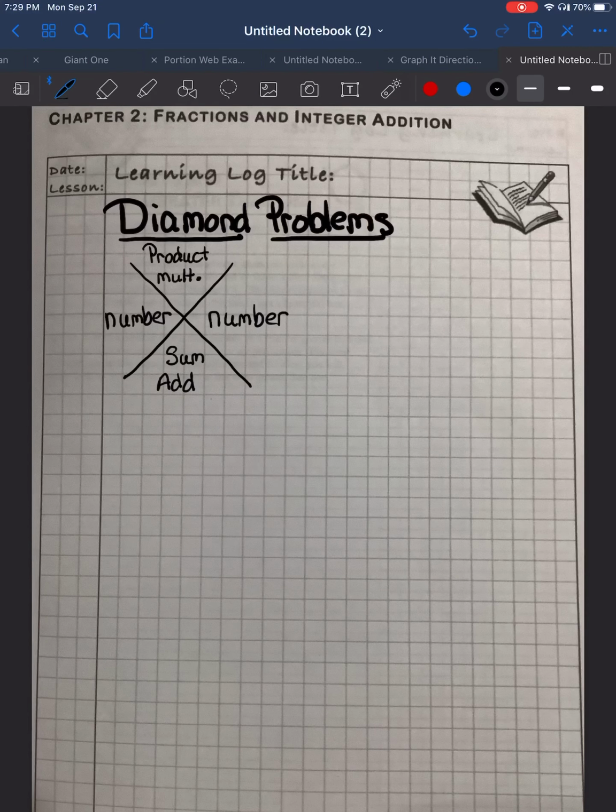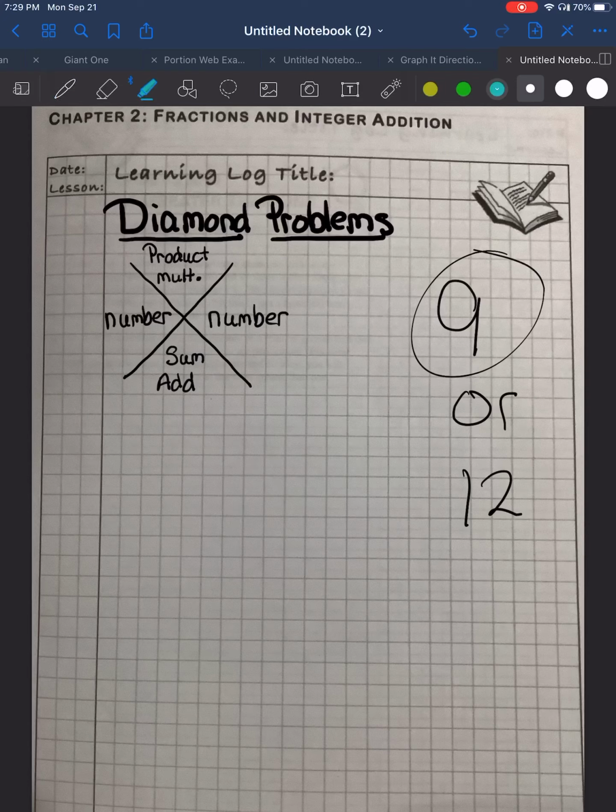Alrighty, notes today. These notes are on page, and again, don't write this part, page 9 or page 12. Again, probably 9. Most of you have the newer toolkit. What you want to look at to find this page is, it says this at the top, right? Chapter 2, fractions and integer addition. It says that in nice big letters at the top. Again, page 9 or page 12. So go and find that.